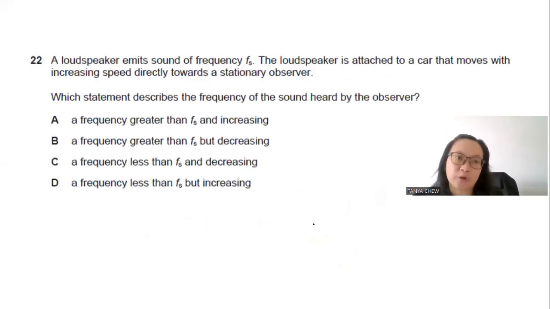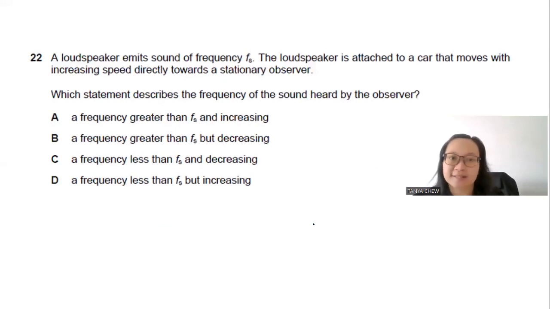Question number 22. A loudspeaker emits sound of frequency fs. A loudspeaker is attached to a car that moves with increasing speed directly towards the stationary observer. Which statement describes the frequency of the sound heard by the observer? Now, this is the Doppler effect, don't you think so? When the loudspeaker is coming towards the stationary observer, don't you think that the frequency is increasing?